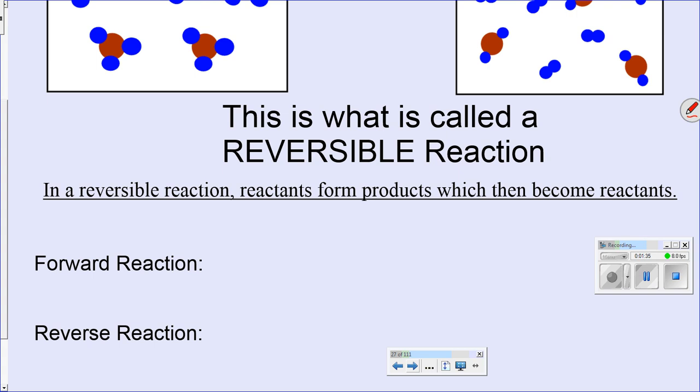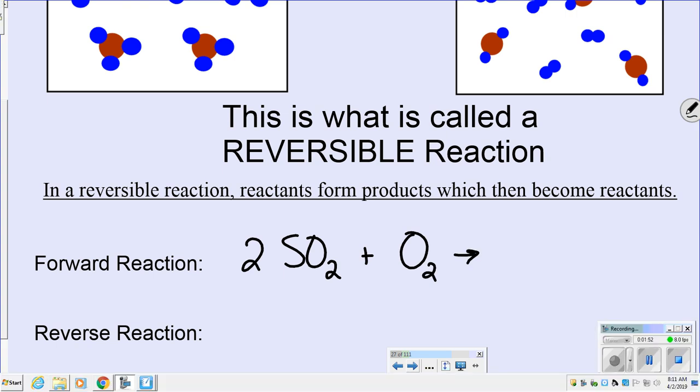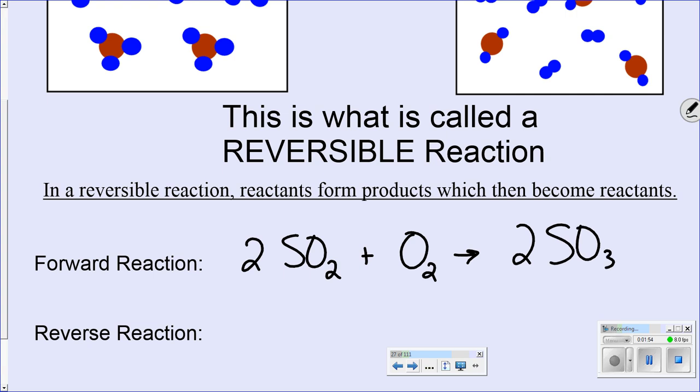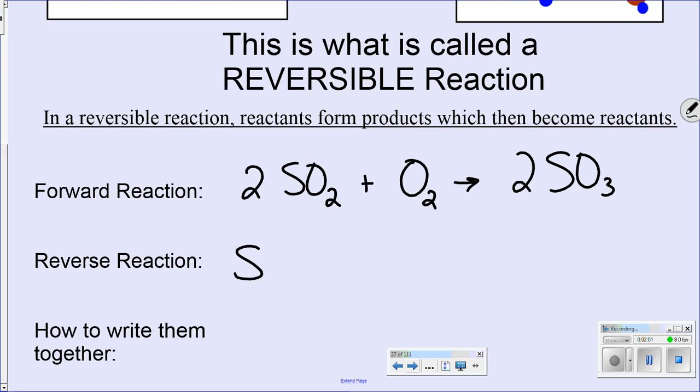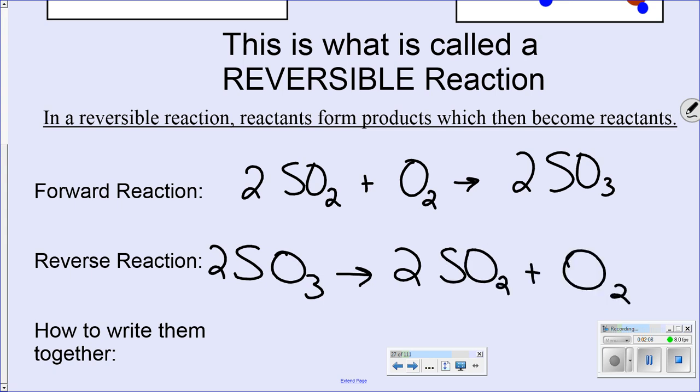In a reversible chemical reaction, reactants can form products which can then go back and form the reactants again. So our forward reaction here was that reaction of SO2 and O2 making SO3. What would be considered a reverse reaction is our two SO3s breaking back down into SO2 and O2.